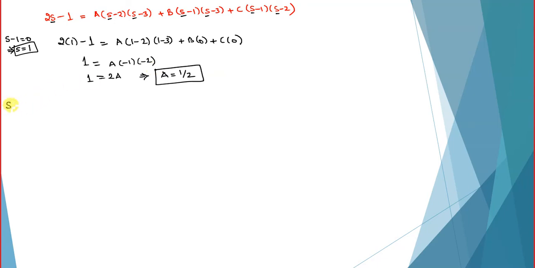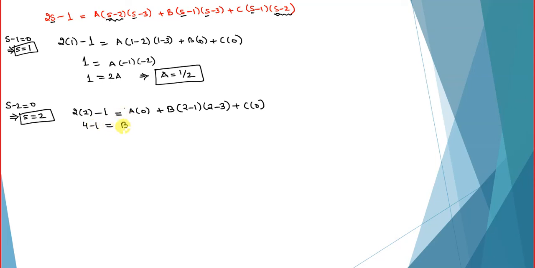Second value, s minus 2 equals 0, gives you s equal 2. So when you substitute it here, the s minus 2 factor is available with a and c. So these terms become 0. So you get 2 times 2 minus 1 equal, a becomes 0, you have non-zero only for b, which is 2 minus 1, 2 minus 3, and c also becomes 0. Okay, so 2 times 2 is 4 minus 1 equal, b times 1 times minus 1. So this gives you 3 equal minus b, giving you b is equal to minus 3.